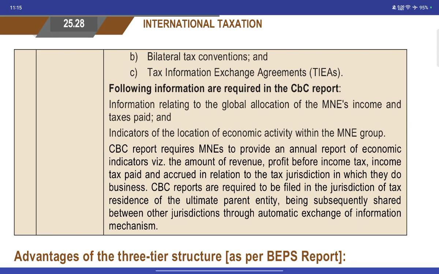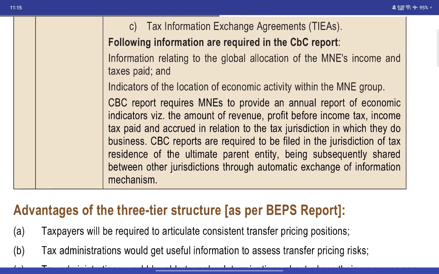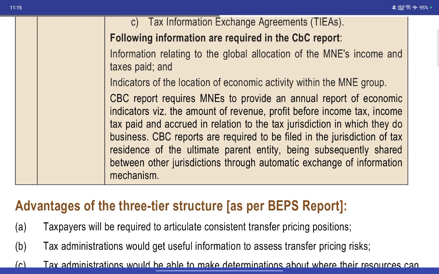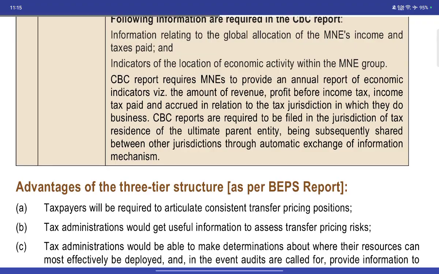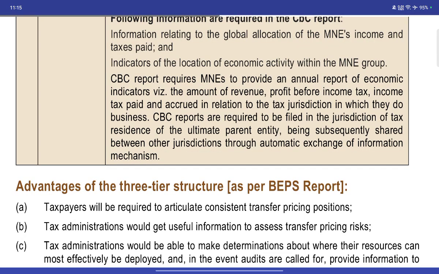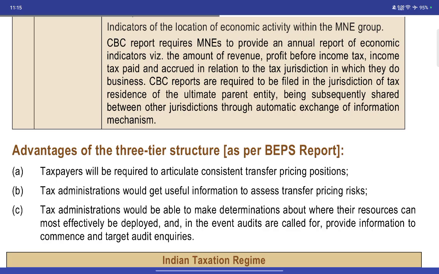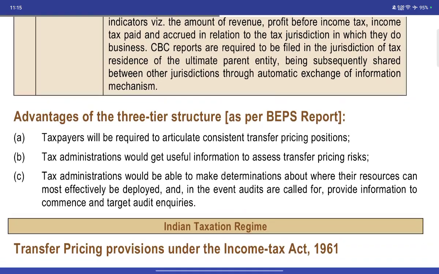Following information is required in the CbC report. Information required is the global allocation of the multinational enterprise's income and taxes paid, and indicators of the allocation of the economic activities associated with the MNE group. The CbC report requires the MNE to provide an annual report of economic indicators, the amount of revenue, profit before income tax, and income tax paid and accrued in relation to each tax jurisdiction in which they do business. The CbC reports are required to be filed in the jurisdiction of tax residence of the ultimate parent entity, and shared with other jurisdictions through the automatic exchange of information mechanism.